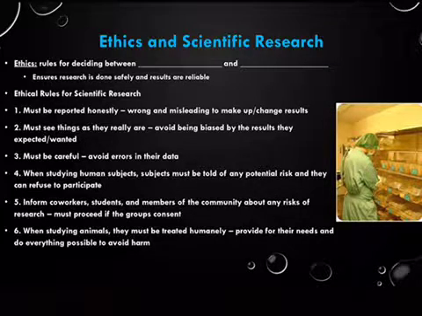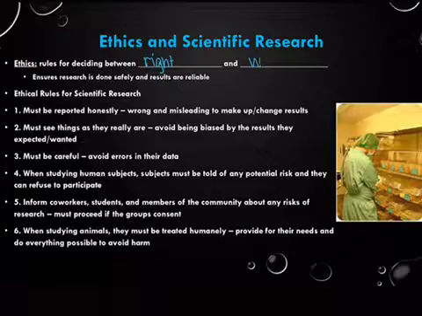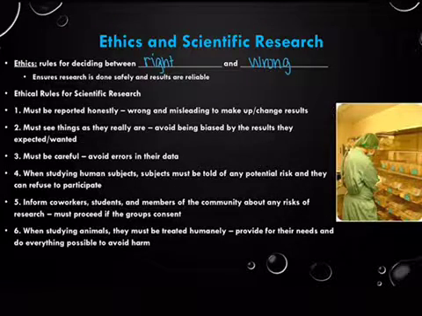So I brought up ethics on the previous slide. And ethics are basic rules for deciding between right and wrong. And the thing with ethics is that each individual has a different set of ethics that they tend to follow. When we do scientific research, there are some ethical rules that all scientists try to follow. So the first rule would be that their scientific research is reported honestly.